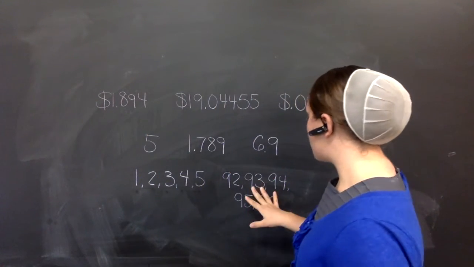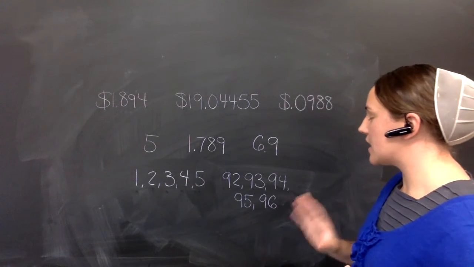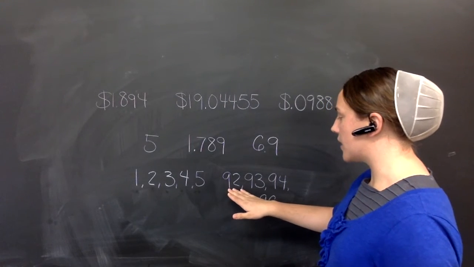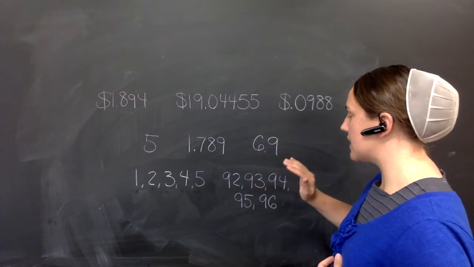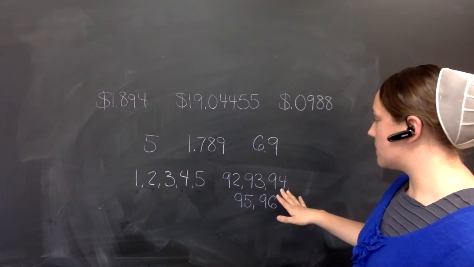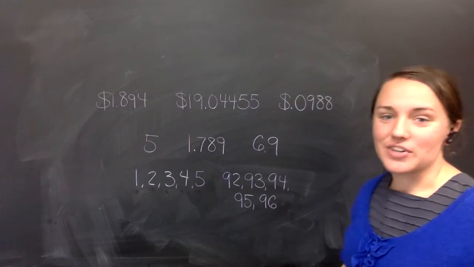Now, go ahead and multiply these numbers by 100. It should be just as easy. We just annex 2 zeros to all of them. So 9,200, 93 times 100 is 9,300. 94 times 100 is 9,400. Then we have 9,500 and 9,600.